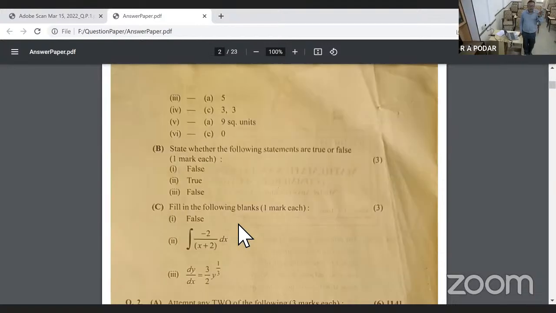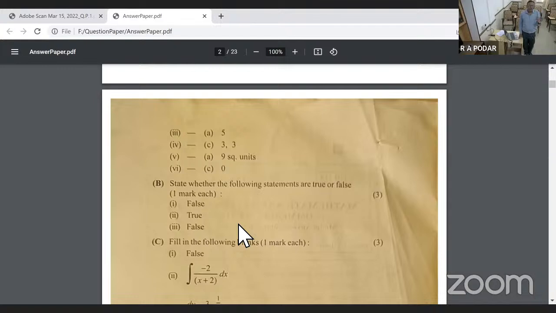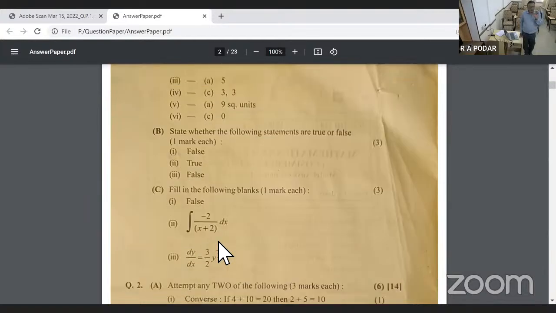See that third question answer is A 5. Then fourth question 3, 3. That is the order and degree, that was the question. And then the fifth one is 9 square unit, that is the area of the region A. And the last question C is equal to 0, right?